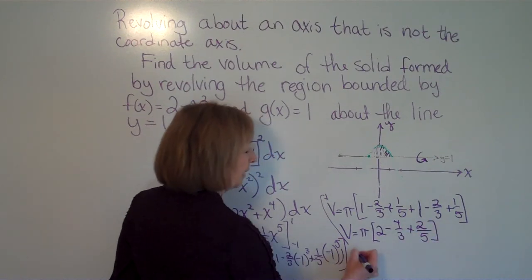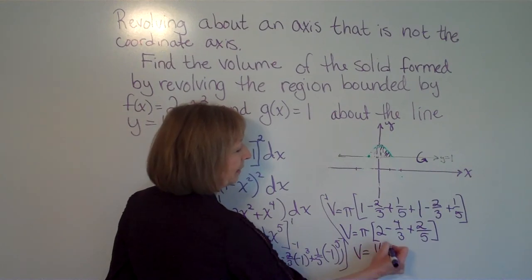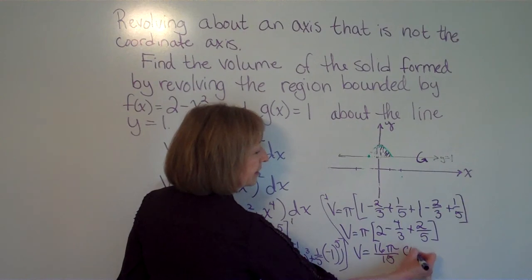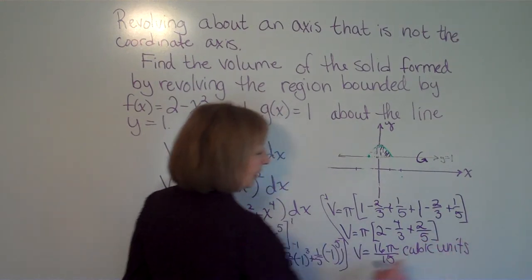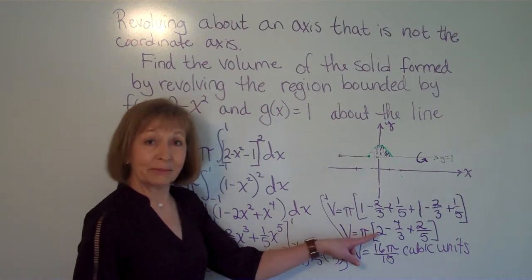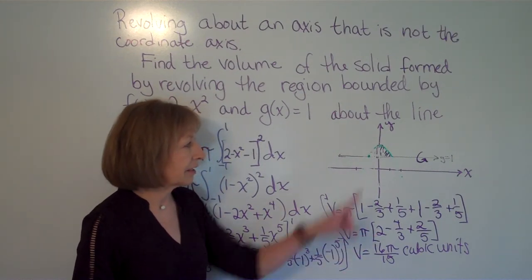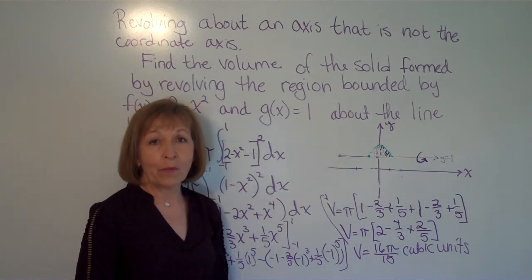And when you go through and you simplify that, you get the volume is 16 pi over 15 cubic units. So you have pi times 16/15, or 16 pi over 15 cubic units, for that volume, spinning it around the axis of revolution, y = 1.